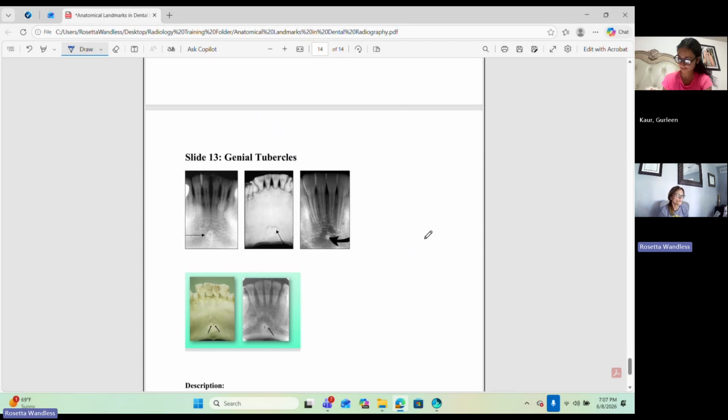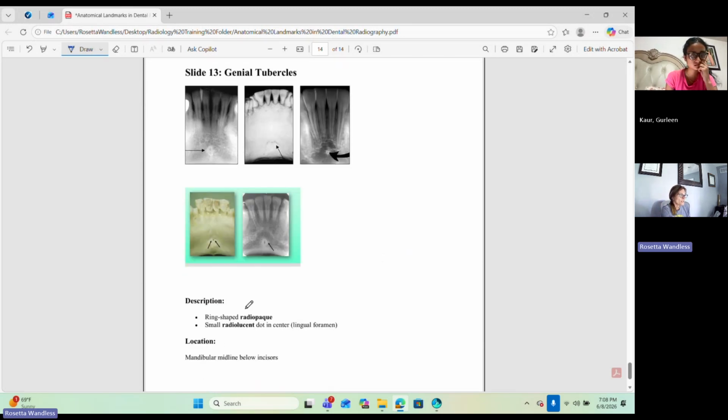So the genial tubercles are basically little overgrowths of bone that surround the lingual foramen, that hole where the nerves and the blood supply go in and feed the lingual portion of your mouth. It's the ring-shaped, radiopaque bony structure, and your lingual foramen is the radiolucent dot directly inside. That's all we need to know about that.